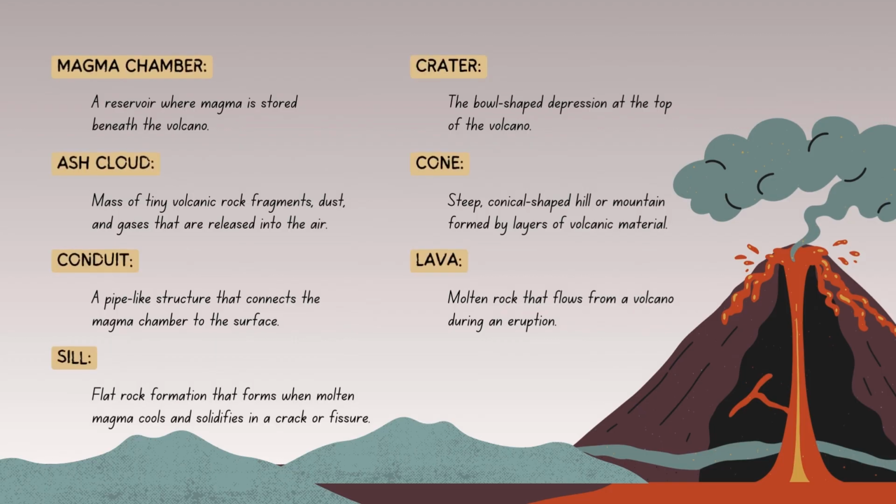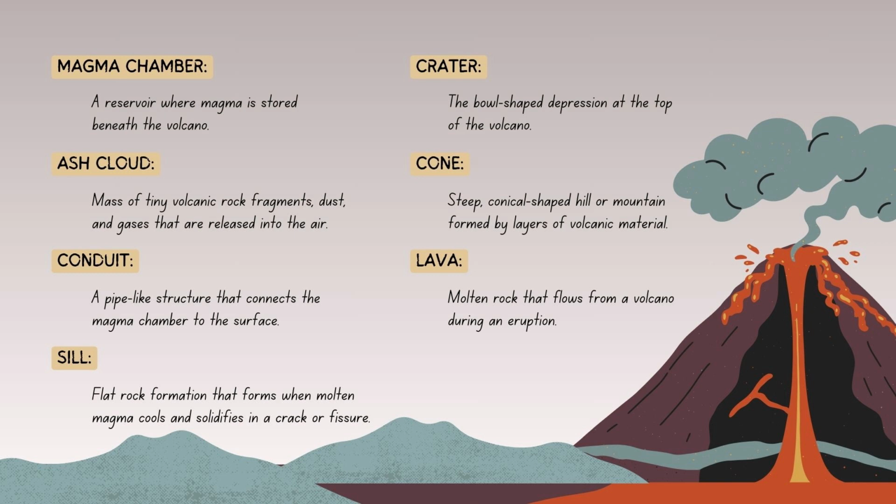Magma chamber is a reservoir where magma is stored beneath the volcano. Ash cloud is a mass of tiny volcanic rock fragments, dust, and gases that are released into the air. Conduit is a pipe-like structure that connects the magma chamber to the surface. Sill is a flat rock formation that forms when molten magma cools and solidifies in a crack or fissure.